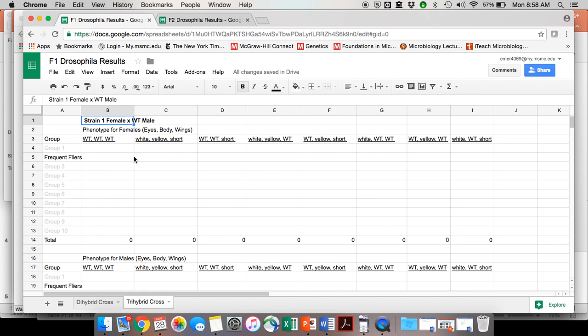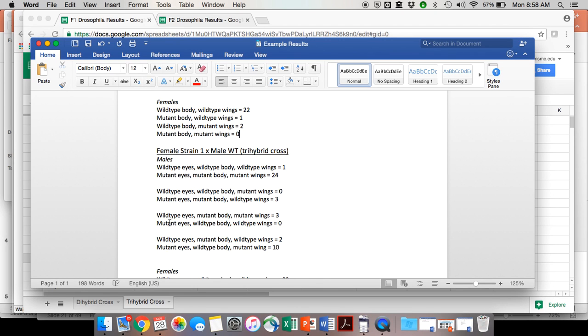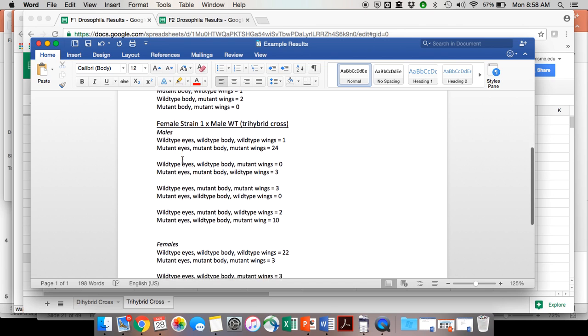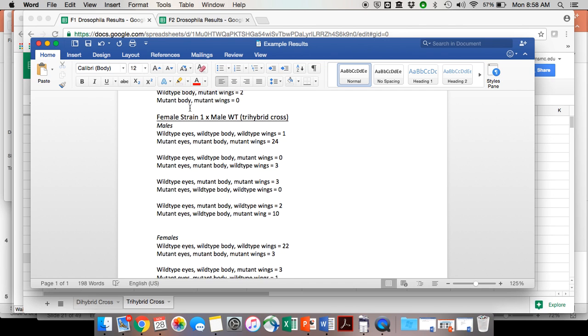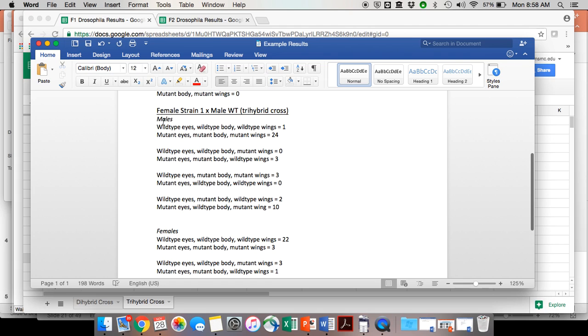Now you'll see this is formatted slightly different, mainly because of the number of different phenotypic classes. So the counts for the females are here. The counts for the males are here. It was too big to put them side by side, so instead the females are on top, the males are on bottom. So let's say this is our data here for our trihybrid cross. And again, I've split this up by males and females. So these are the males.